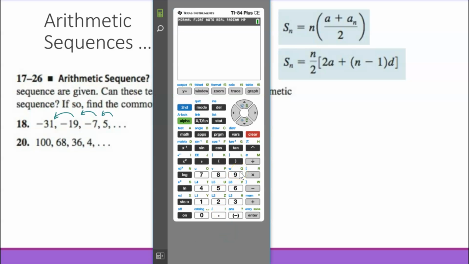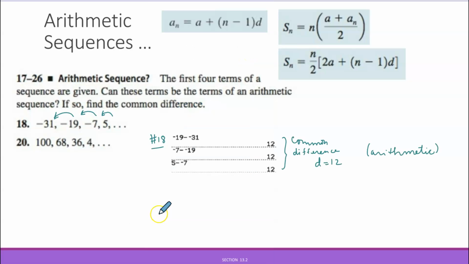Okay, so in this case, we're going to take negative 19 minus a negative 31. We're going to take a negative 7 minus a negative 19. We're going to take a 5 minus a negative 7. And what we notice is no matter what right from left we do, we have that common difference of 12. So that makes this an arithmetic sequence.